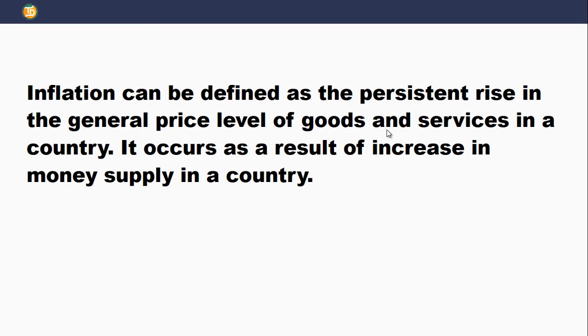So why do we have inflation? It's because of increase in money supply in an economy. Don't forget the quantity theory of money that we've discussed. Quantity theory of money says that money supply determines the price level of goods and services in a country. So when money supply increases, price level of goods and services will automatically increase, which will bring about inflation in an economy. Now let's look at ways of measuring inflation.